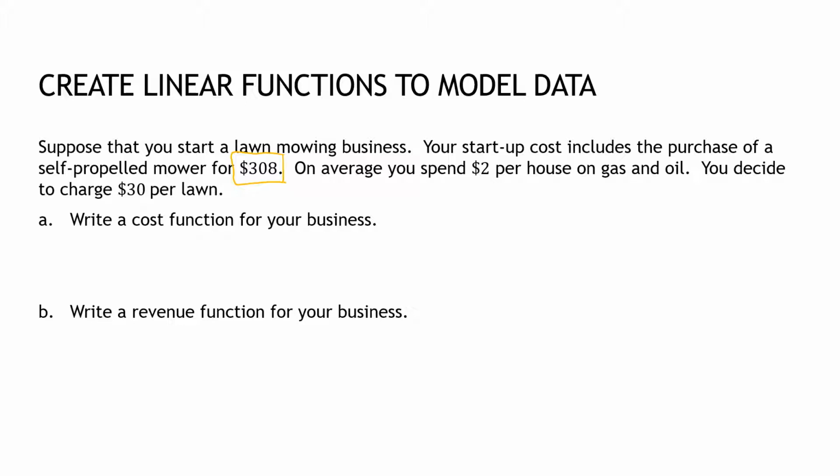You spend $2 per house on gas and oil, which means this is going to be $2 times the number of houses to find out how much I'm going to pay. You decide to charge $30 per lawn, and now things might get a little bit crazy because this is 30 times the number of houses again. Houses, lawns, we're going to assume is the same thing. And so this one's a little bit different than our last one because if you'll notice, it looks like I have two different slopes, which I do because I'm asked to find two different things.